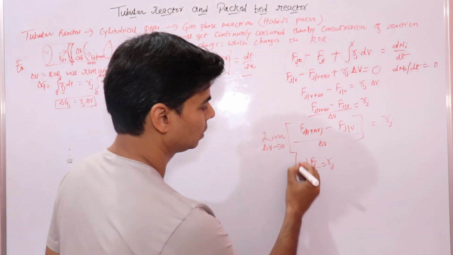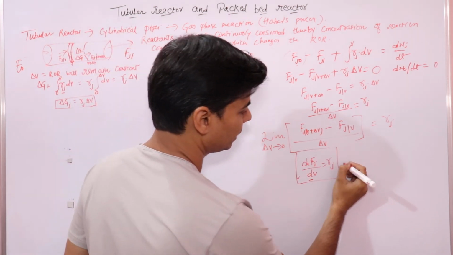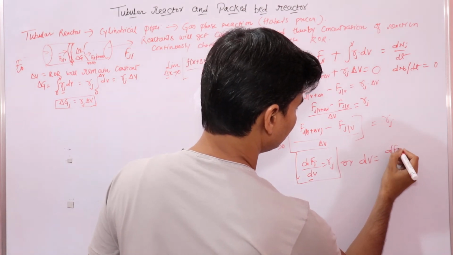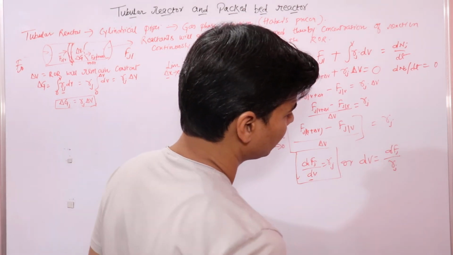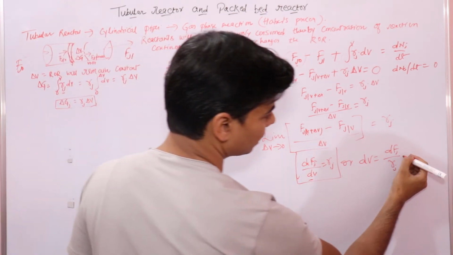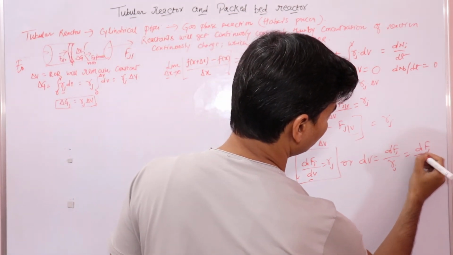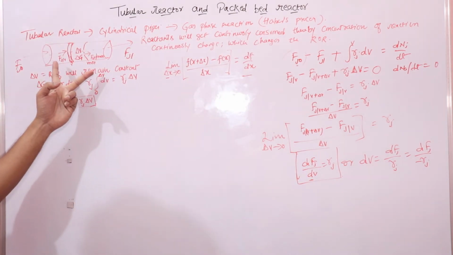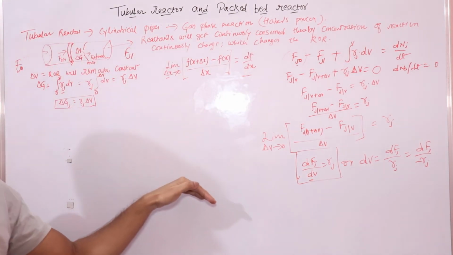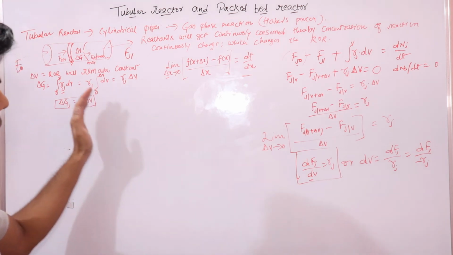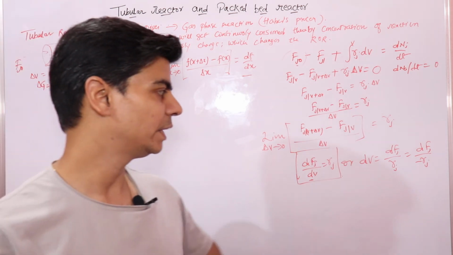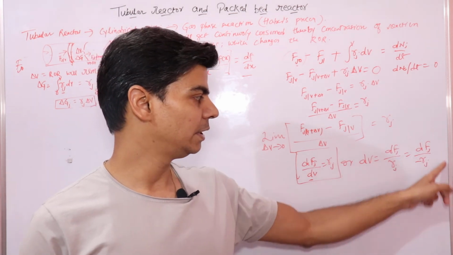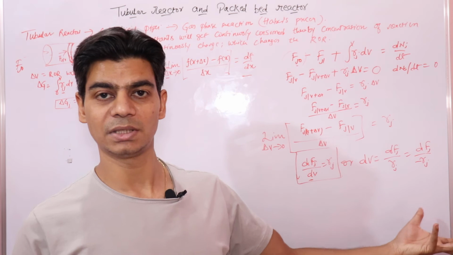dV is the volume. Or we can also write it like this: dV is equal to dFj upon Rj, and this Rj we can write as dFj upon minus Rj. Why minus? Because the concentration of reactants is going down. When the concentration of reactants is going down, we express the rate of reaction with a minus sign, because finally it will become positive.